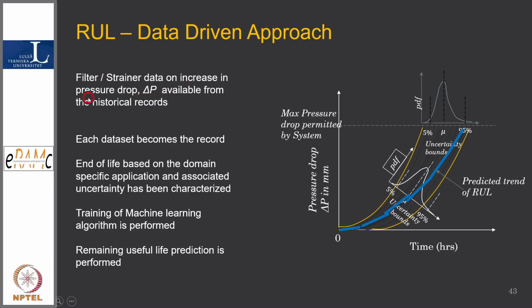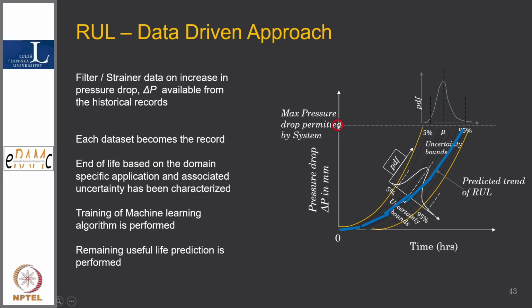So an increase in delta pressure, okay, not a drop, delta pressure. That means the pressure on the downstream side will drop compared to the upstream side. And in the plant we have a lot of records, and those records are used for training. Each data set becomes a record, and the end of life is based on some critical value, because it is a management function which will decide when you will call it failed.